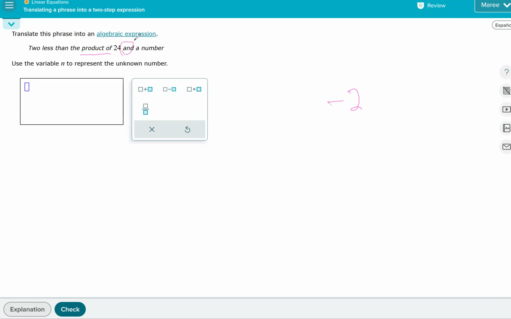We're trying to multiply 24 and a number. We don't know what the number is. When you see a number, we're going to use the variable they give us. So we have 2 less than, so that's minus 2 on the end. And the product means we're timesing 24 and that number that we don't know. So 24 and minus 2.